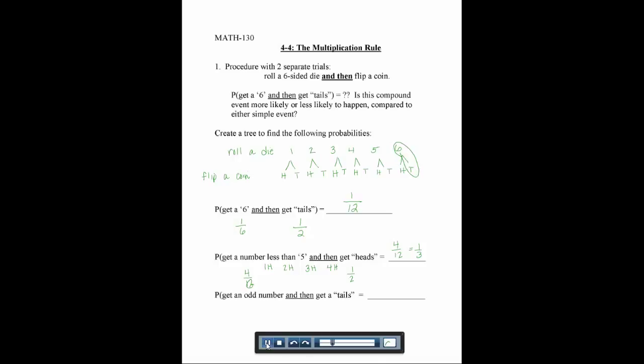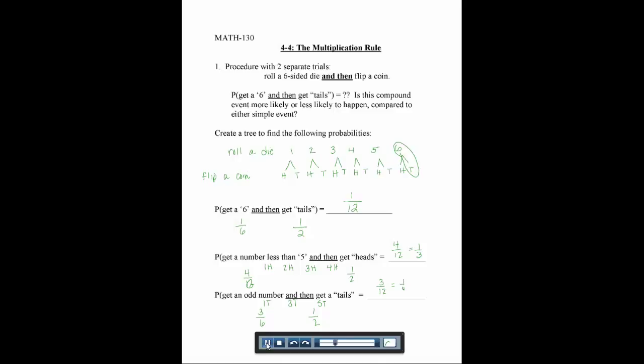Now say we wanted to find the probability of getting an odd number and then getting a tail. Here we could have a 1 and a tail, or a 3 and a tail, or a 5 and a tail. So this is a 3 out of 12 probability, or 1/4. That's compared to getting an odd number, which would be 3 out of 6, or 1/2, and getting a tail would be 1/2. So maybe you're already seeing some patterns about how we can take the two of these things and get our probability of those two together.